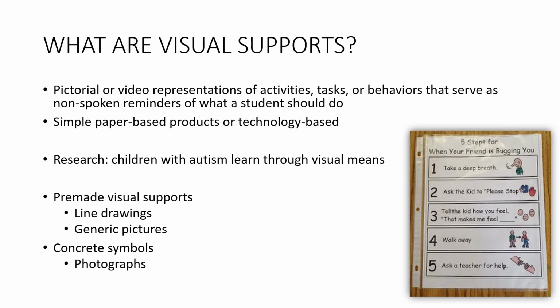Number 2, ask the kid to please stop. And then of course there's a little red hand that says stop. And then 3, tell the kid how you feel. And then they give you a little script, which is, that makes me feel. And then the visuals, there's a happy face, a sad face, a crying face, and so on, so that the student is able to choose from those things. 4 is to walk away, and 5 is to ask the teacher for help. And then, of course, you can see the hands reaching for help from an older person.